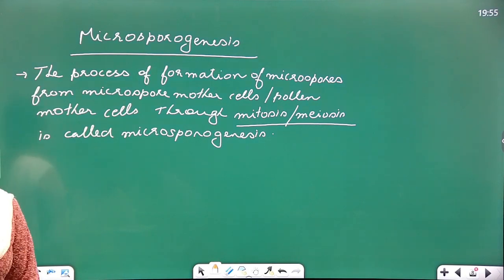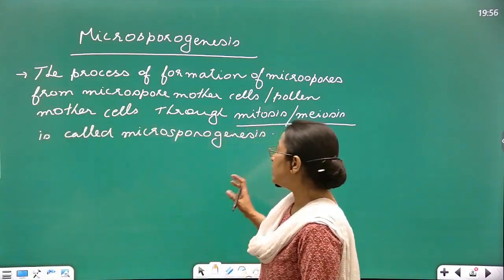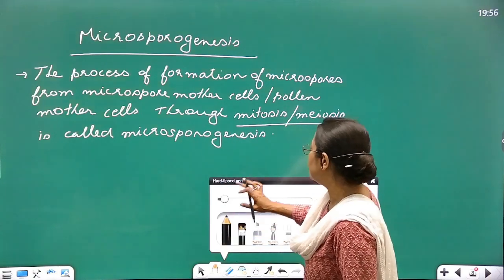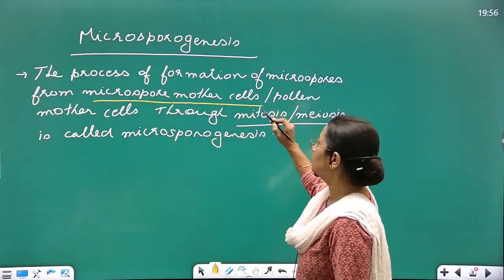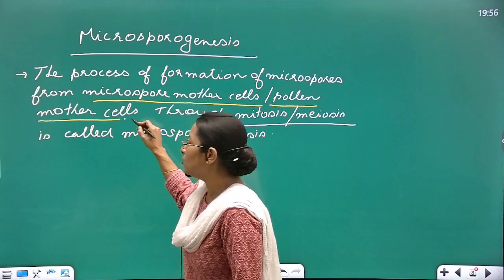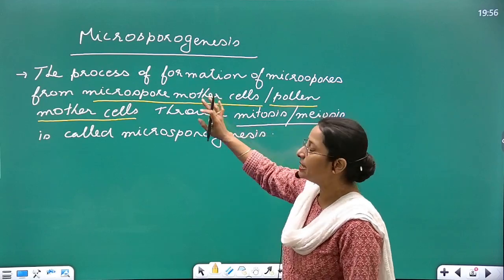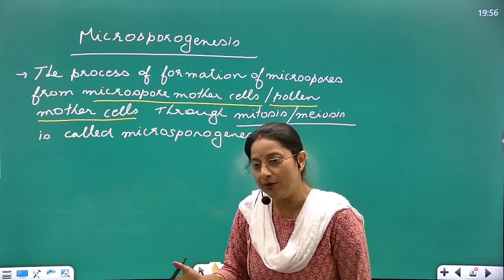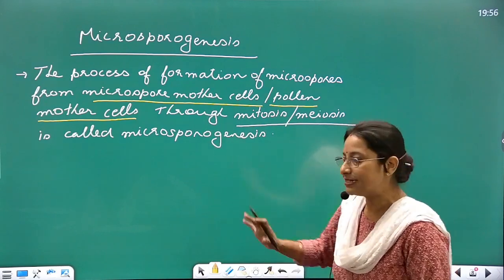Who will be forming the microspores? We have used a word called sporogenous tissues. Instead of sporogenous tissues, we can also use another word. It could also be called the pollen mother cell, or microspore mother cell. Which cell forms the pollen? The pollen mother cell will form it, and the sporogenous cells will form it, so it's the same thing.